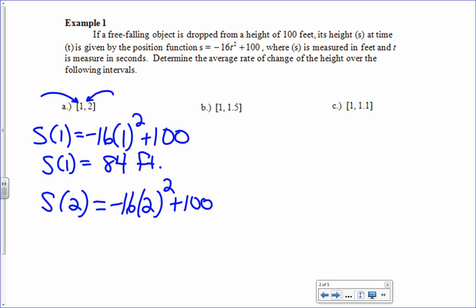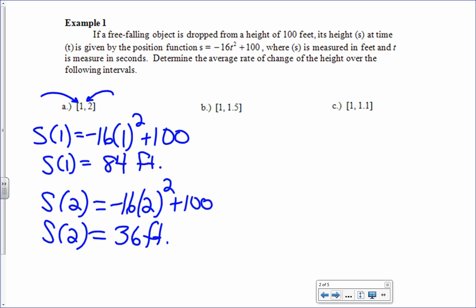So we would take 2 squared, which is 4, times 16, which is 64, but it's negative, right? So it's negative 64 plus 100. What is it? Well, that doesn't really help either.